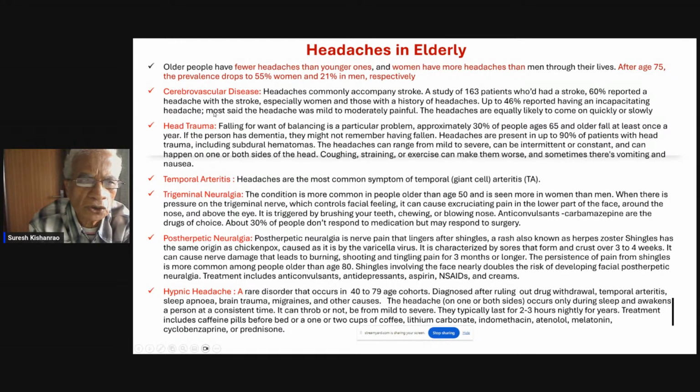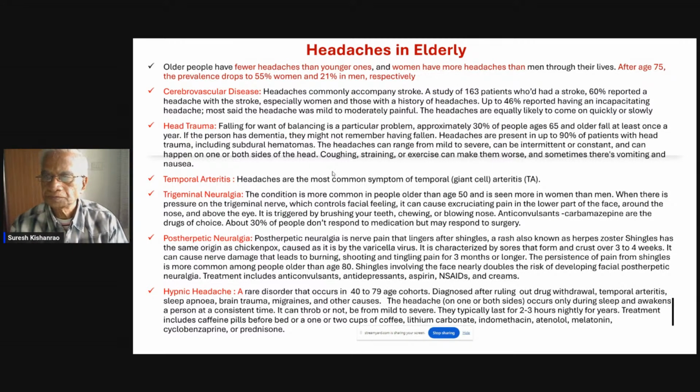The most common cause of headache among the elderly is cerebrovascular diseases, usually hypertension, head trauma, because as you know, as adults lose balance, they fall down, and then the mild injuries may give them headache. Temporal arthritis is another common type, trigeminal neuralgia, and post-herpetic neuralgia. That is, they have herpes and then they get the headaches, which will last for long. It may last even for more than 3 months.